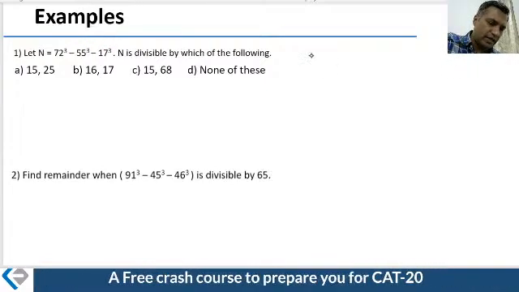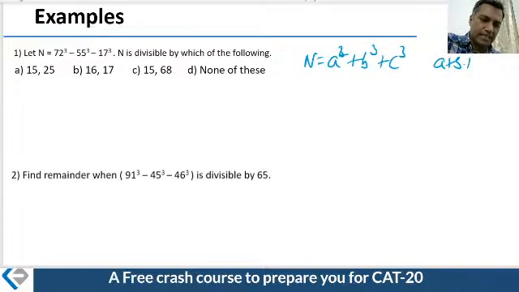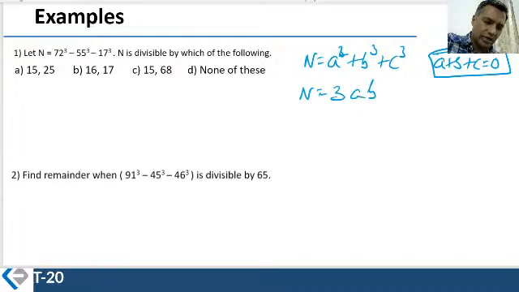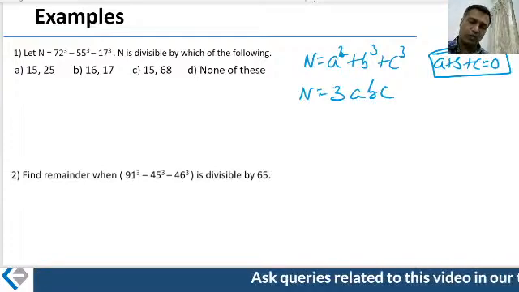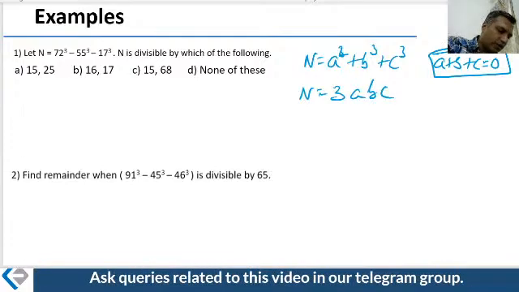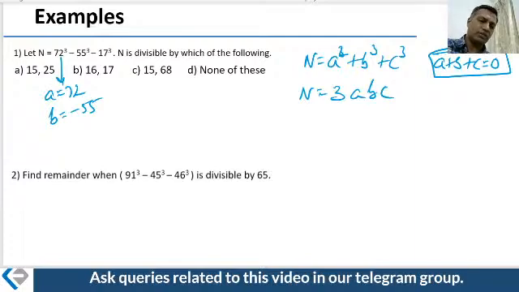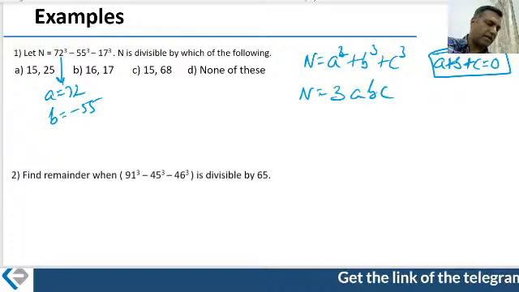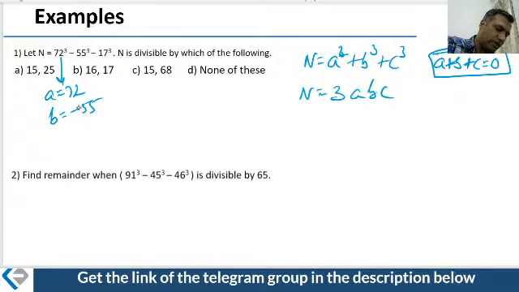If n can be written as a cube plus b cube plus c cube, in which a plus b plus c is equal to 0, then n is nothing but 3 times abc. Whatever the abc, how large, how small, does not matter to me. What is my a value here? My a value is 72. What is my b value here? Minus 55, because the sign between them is plus. Therefore I am writing the value as minus 55 cube.